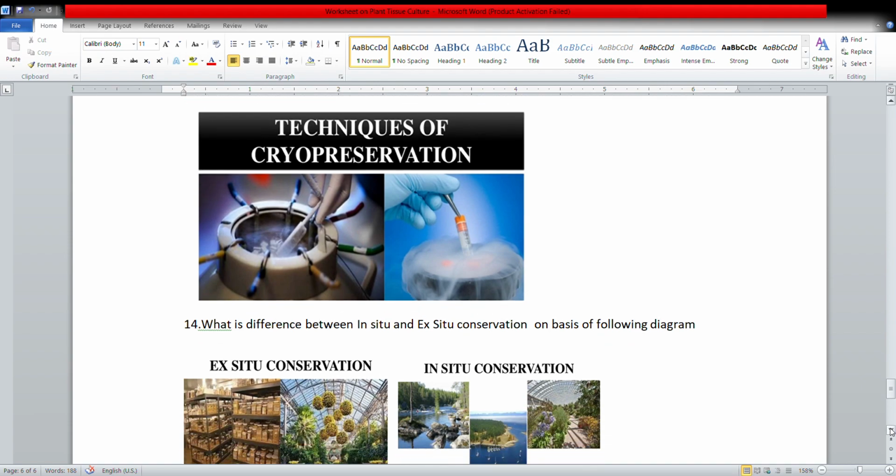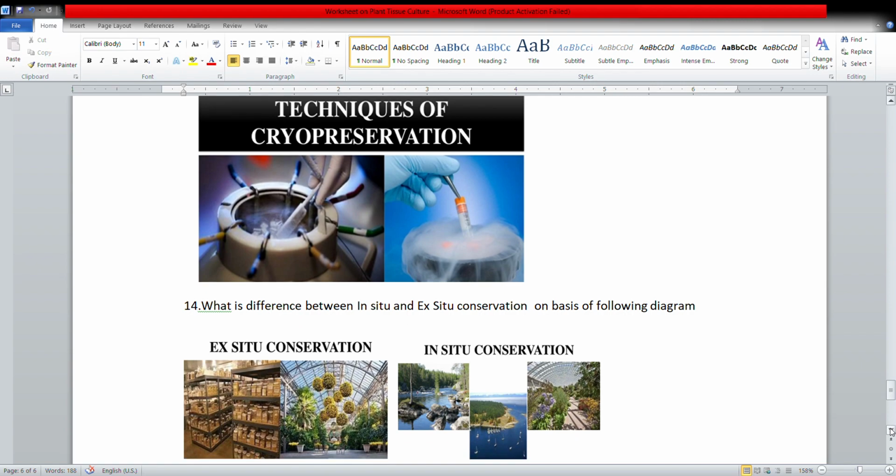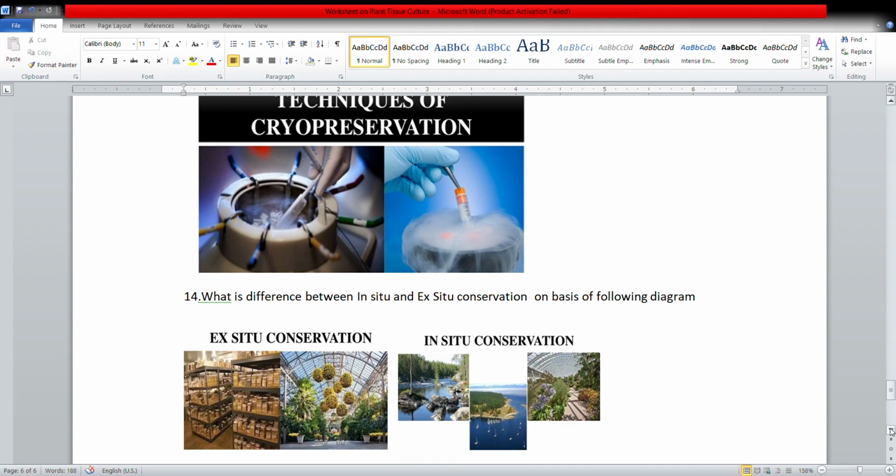Next and last question: what is the difference between in situ and ex situ conservation in the following diagram? If you are growing any plant samples or plants or storing any sample in lab conditions or in protected conditions, then we can say ex situ conservation, meaning glasshouse or greenhouse. But if you are maintaining or growing the plants in natural environmental conditions, then it is in situ conservation.